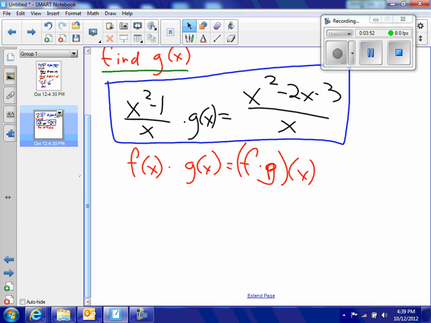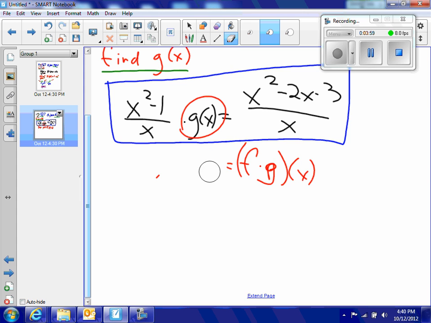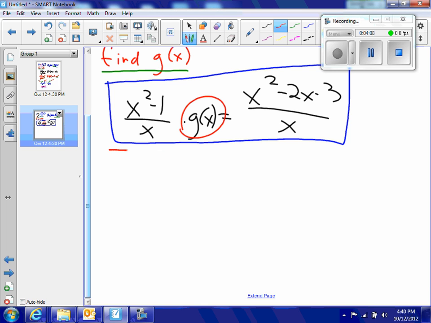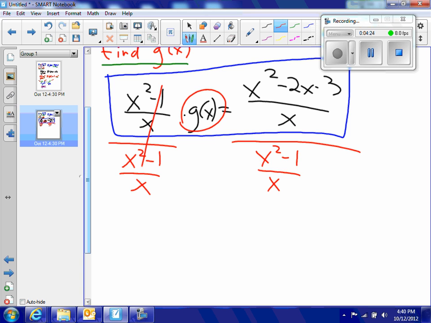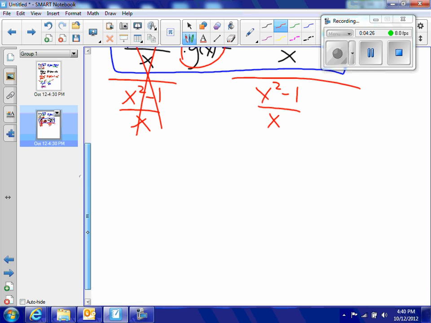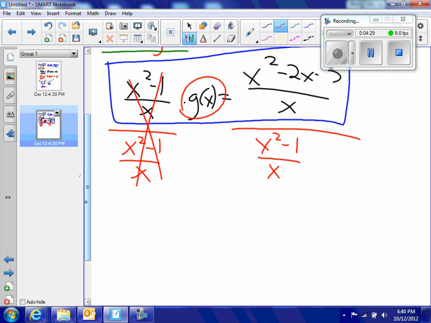If I want to find g of x, let's erase this right here. If I want to find g of x, I have to divide both sides by f of x. So I'm going to divide this side by x squared minus 1 over x, and I'm going to divide this side by x squared minus 1 over x. So these two cancel out and become 1.